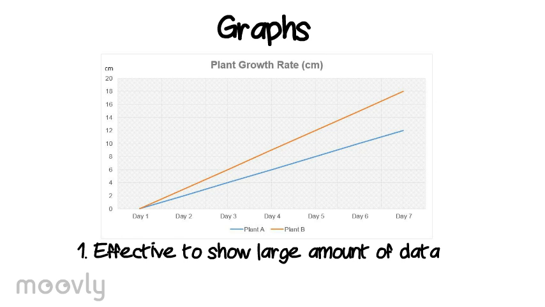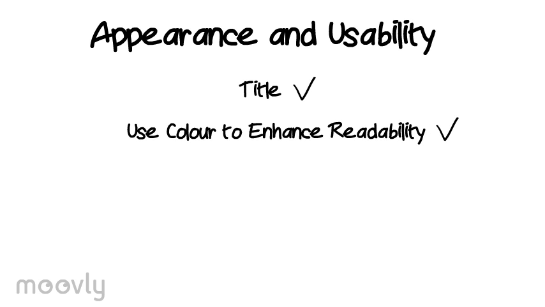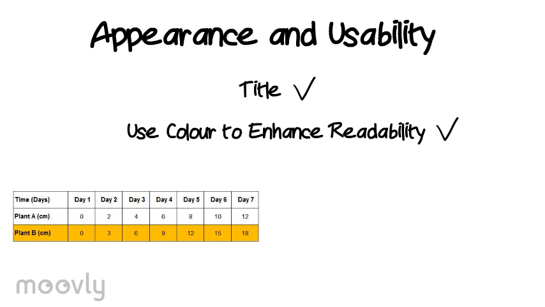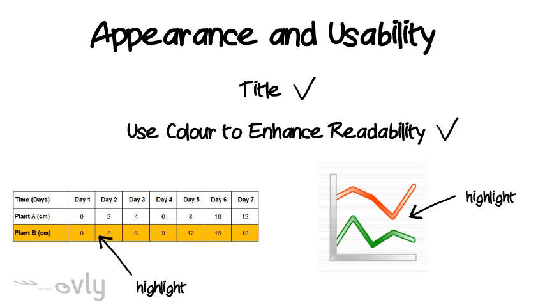And just like the table, graphs are also effective to show how a single category varies when measured at different points in time. To improve the appearance and usability of the data, you should always include a title for all your tables and graphs. And to make them even easier to read, you can use colors to highlight the rows of your table and use different colored lines for your line graph, for example.